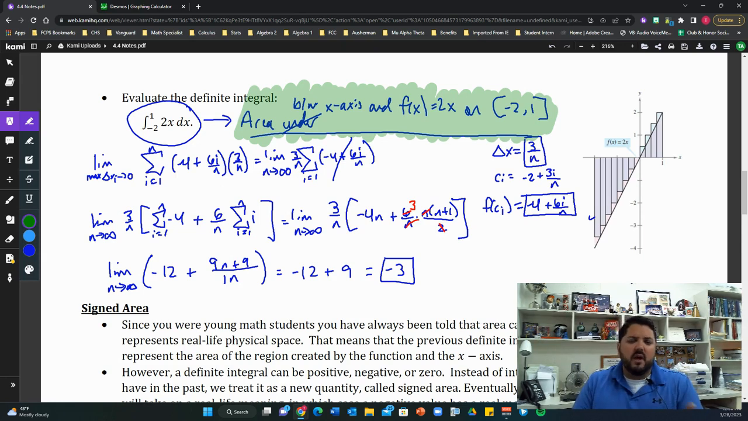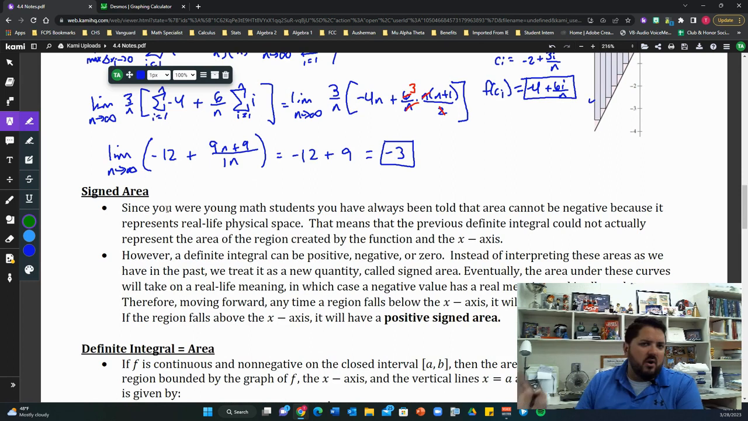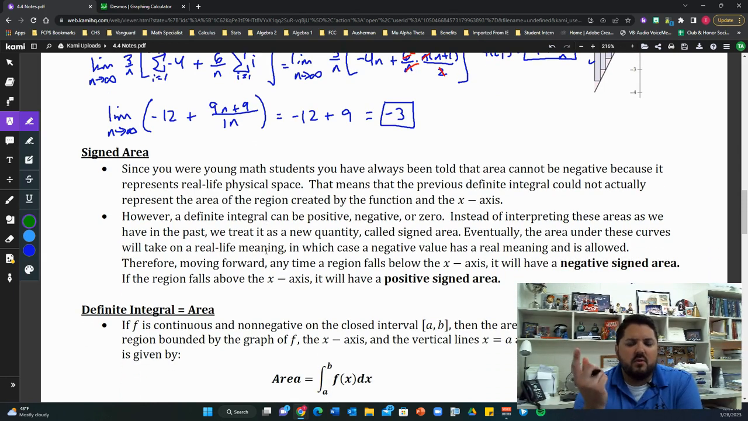So when we refer to that, one way of describing that, because it is slightly different, is the idea of signed area. So again, all the different math that you guys have learned, we've always said that area can't be negative because it represents a real-life physical space. But that means this previous integral could not actually represent the area of the region created by the function and the x-axis. However, a definite integral's value can be positive, it can be negative, or it actually can be 0. But we would never say that the area of a region is equal to 0.